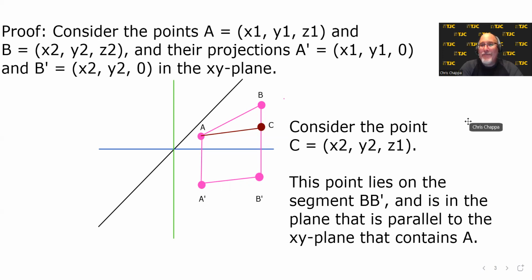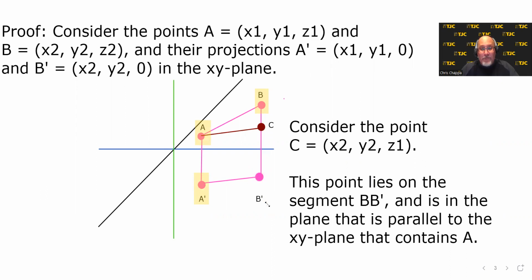So, 2 points A and B and their projections in the XY plane. I kind of already have a picture drawn here. You see A and B floating around in the sky. Here's A, here's B, and then their projections down here into the XY plane. So keep in mind that the 2 points on the bottom are sitting in the XY plane.